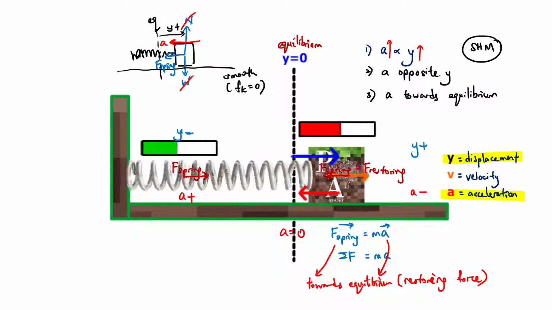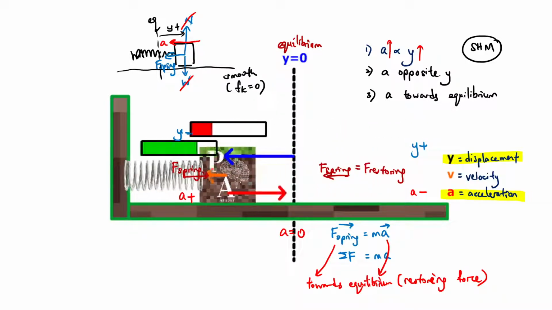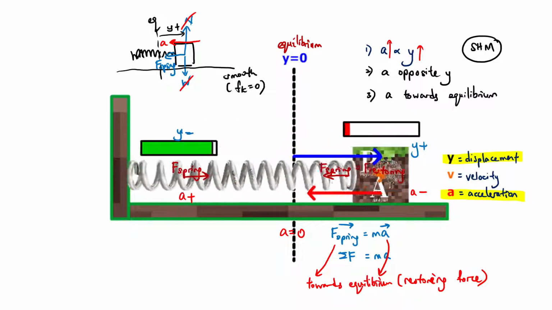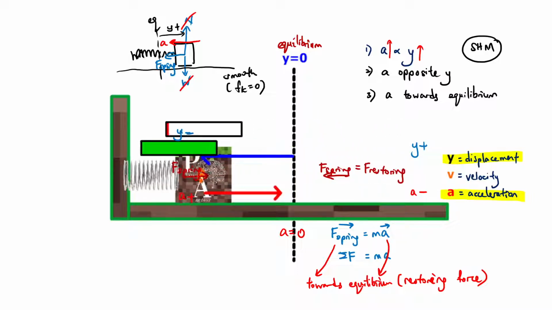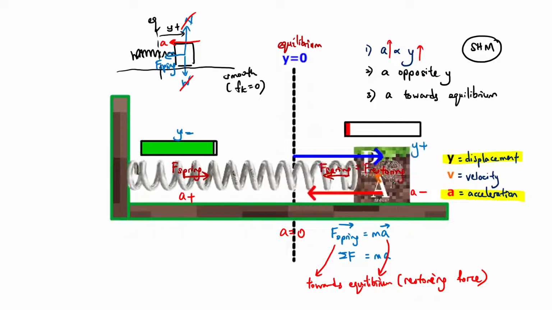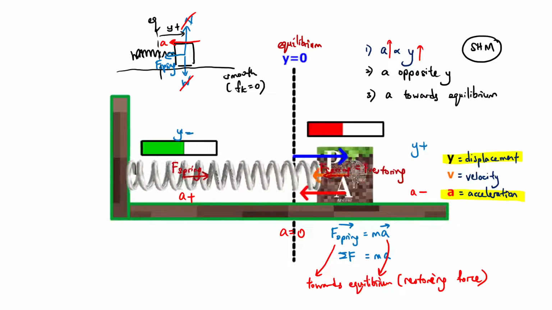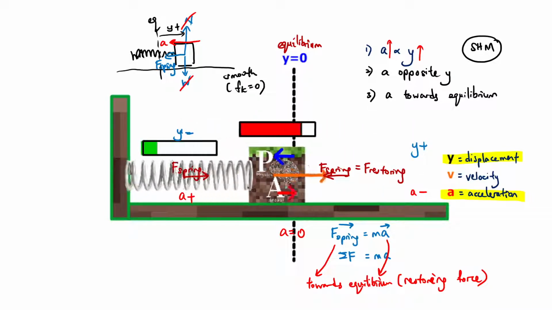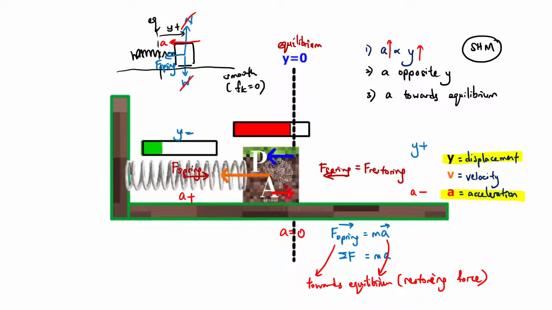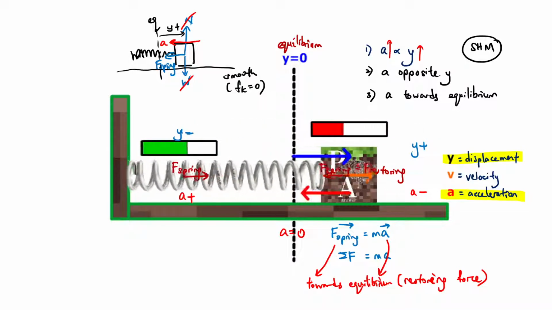Jangan lupa ada UPS 2 untuk next Monday ya. UPS 2. So sila buat you punya objective question this weekend. Objective question for chapter 4, chapter 5, chapter 6 until chapter rotation ya. Work energy, circular motion and rotation. Prepare for UPS 2 next Monday.